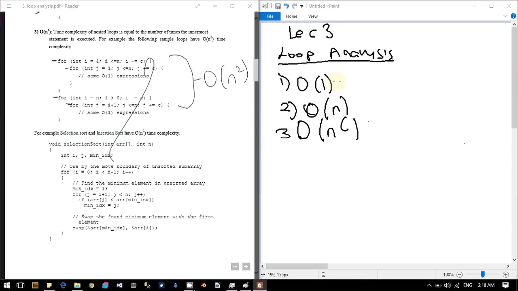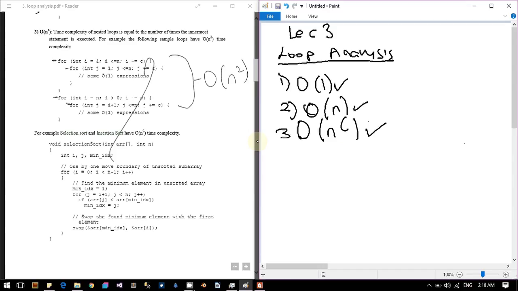Remember, the first one has no function call, no recursion, no loop. Even if it has a loop, the loop is iterated a constant time c, not n times. The second one is when there's a loop incremented or decremented n times. The third one, n raised to power c, is based on the number of loops.